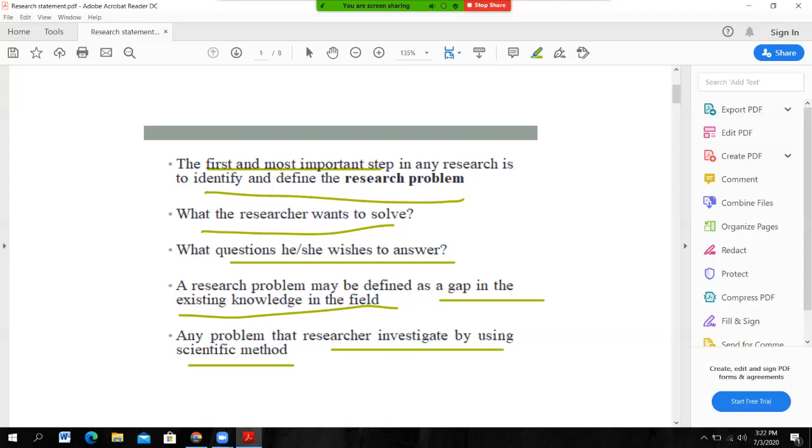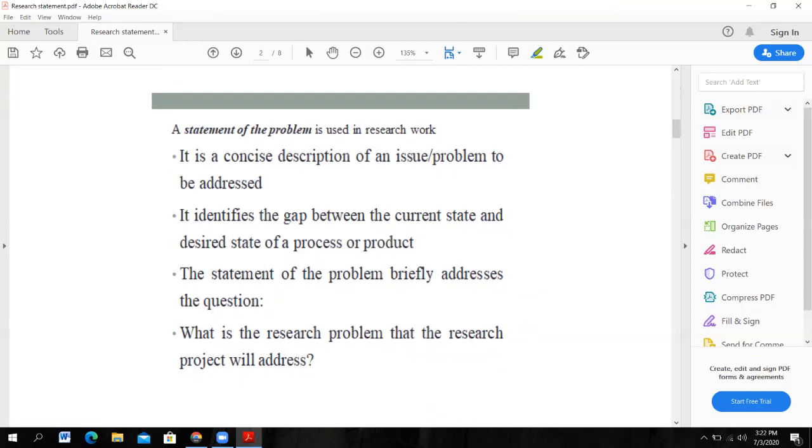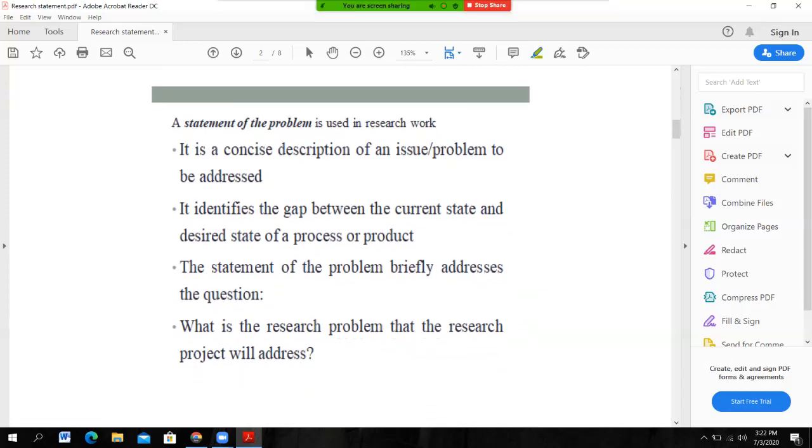So generally a research problem is a gap between the existing knowledge and what the researcher wants to investigate by using a scientific method. So there must be a statement of the problem in the research work. A statement of the problem or problem statement is a concise description, a concise explanation of an issue or problem to be addressed in the research project.